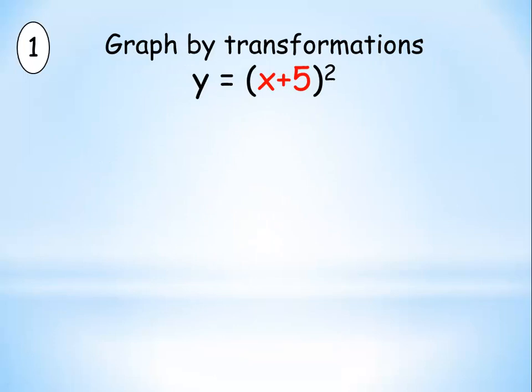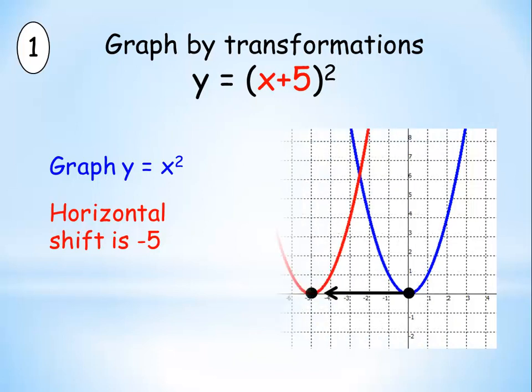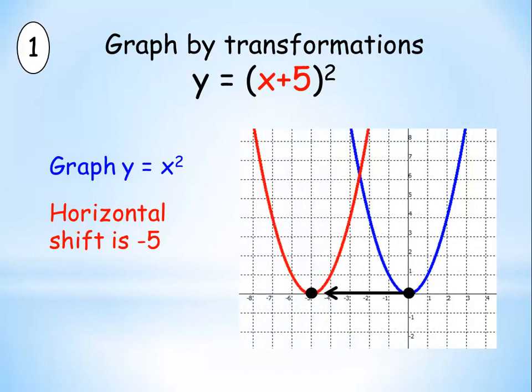But suppose we're given y equals (x plus 5) quantity squared. We begin with the parent graph. The plus 5 is telling us we have a horizontal shift of -5. So move the vertex 5 units to the left. You see we have a new vertex, (-5, 0). This is what we call graphing by transformations.